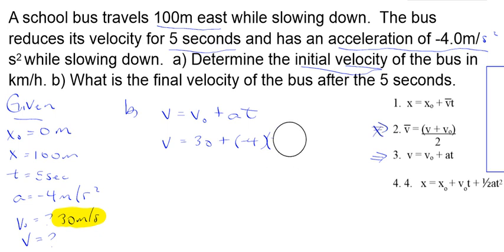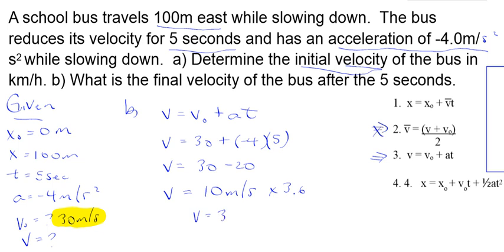Time is 5 seconds. So the final velocity is 30 minus 20. If you need a calculator, do what you've got to do, but you should be able to do that without a calculator. 10 meters per second. And of course, anything that's a vehicle, you should probably convert it to kilometers per hour. It doesn't ask us to, but I'm going to. So V equals 36 kilometers per hour.